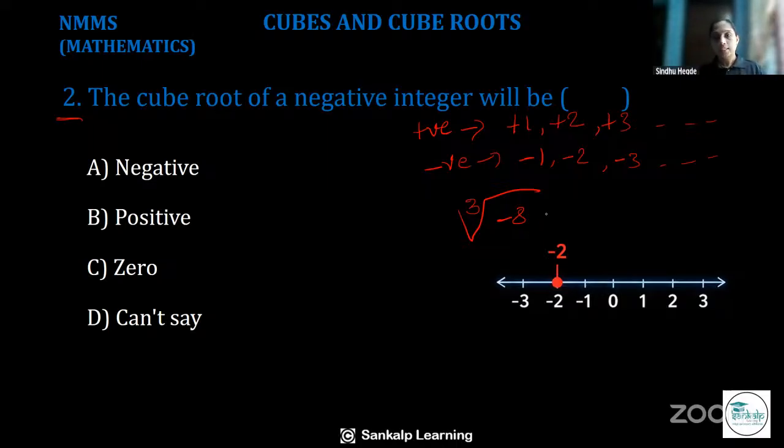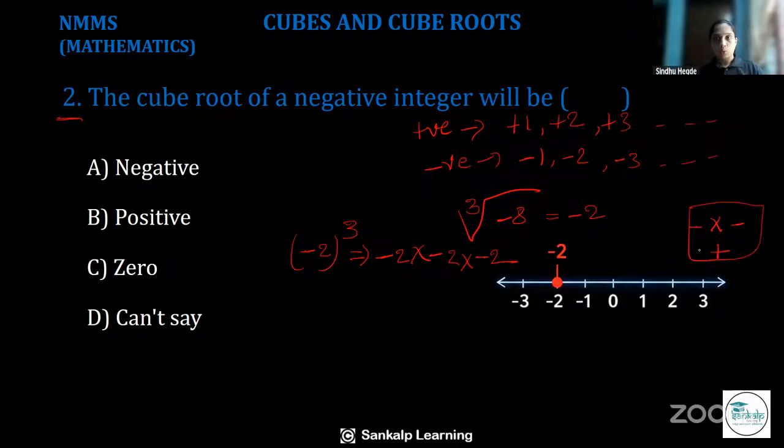Cube root of minus 8 is equal to minus 2, because minus 2 into minus 2 into minus 2 is nothing but minus 2 cube. It is equal to minus 2 into minus 2. Minus into minus is plus. This is the mathematical relation as we know. Minus into minus is always plus. So minus 2 into minus 2 is plus 4, into minus 2.